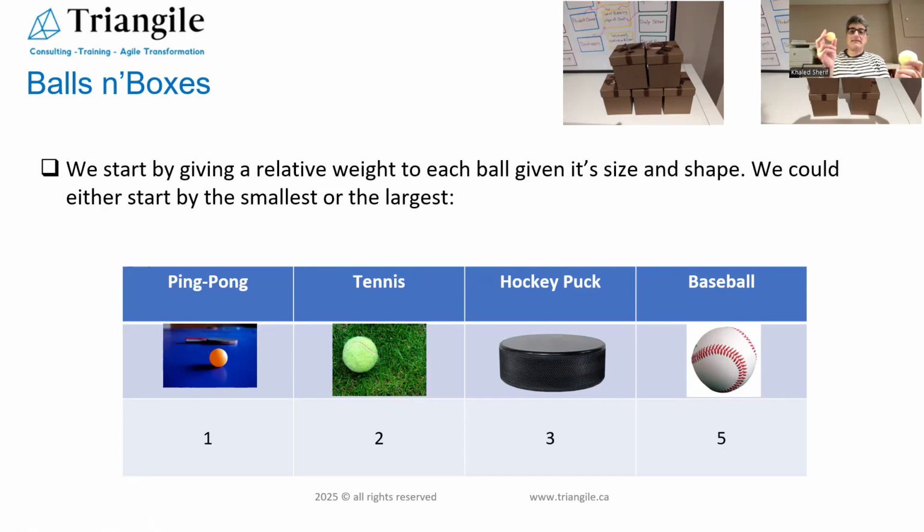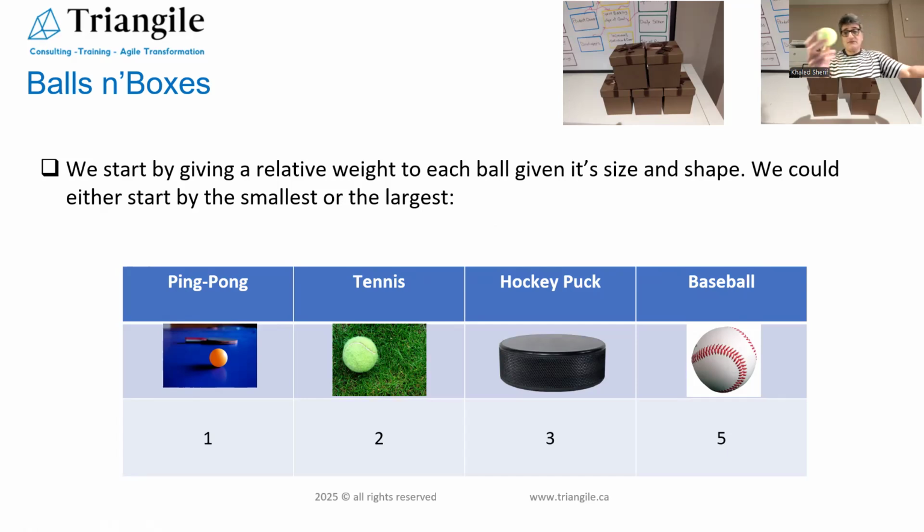Ping pong is clearly the smallest one, so I give the ping pong ball a size or weight of 1. I can relatively say that a tennis ball is 2. I don't need to measure them exactly and figure out if it is 2.5 or maybe 2.75. It doesn't matter. Just by quickly eyeballing, I think you would agree, if we just want a quick measure, if the ping pong is 1, I can say a tennis ball is 2.